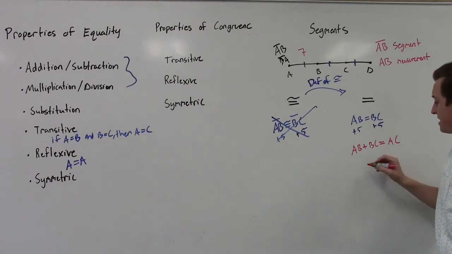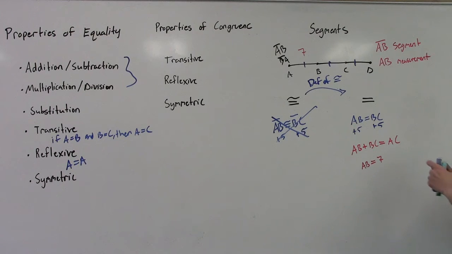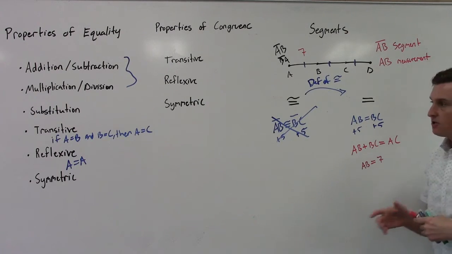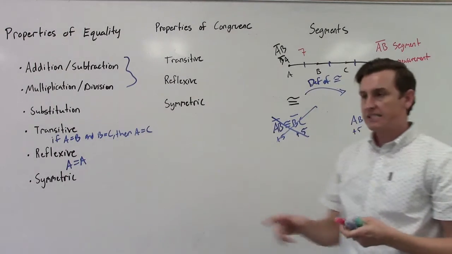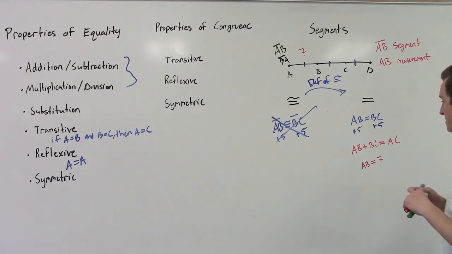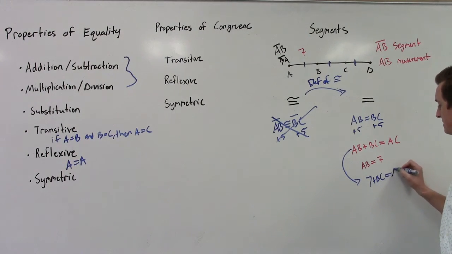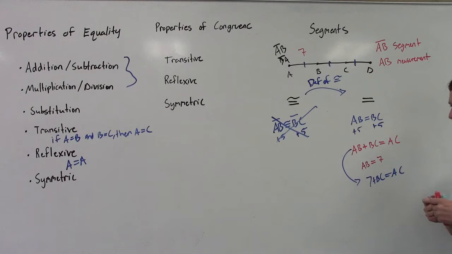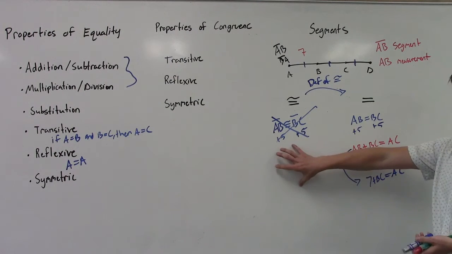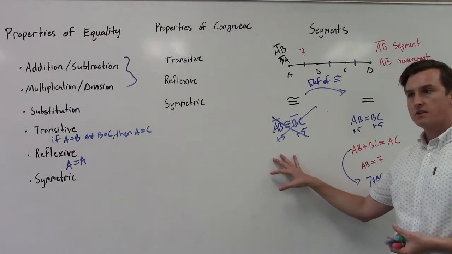If I had another statement that said AB is equal to 7, what I could do is replace AB with 7 and vice versa. Remember, the substitution property of equality says if two things are equal to each other, then I can replace one with the other. And so I can rewrite this as 7 plus BC equals AC. I can't really do that over here because, again, we're not talking about numbers. There's not a substitution property with congruence.